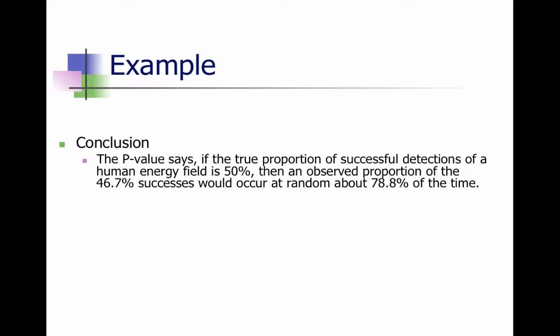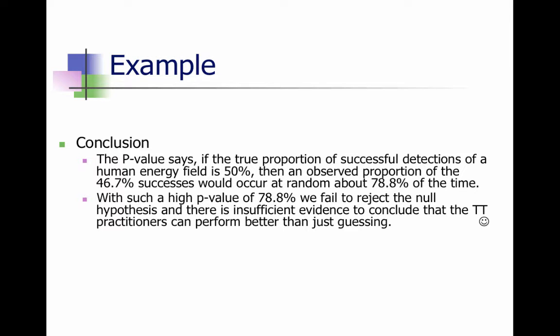Which means we're not surprised. Therefore, our conclusion is that with a high p-value of 78.8%, we fail to reject the null hypothesis. There is insufficient evidence to conclude that the therapeutic touch practitioners can perform better than just guessing. So again, our conclusion always states our p-value, always states whether we reject or fail to reject, and we put what it means in context.